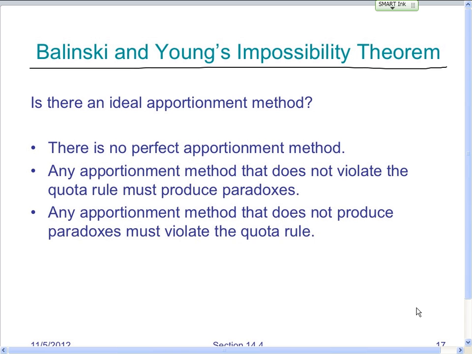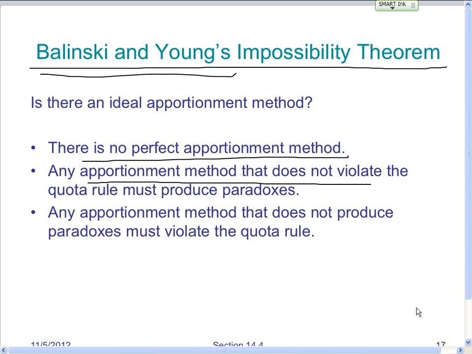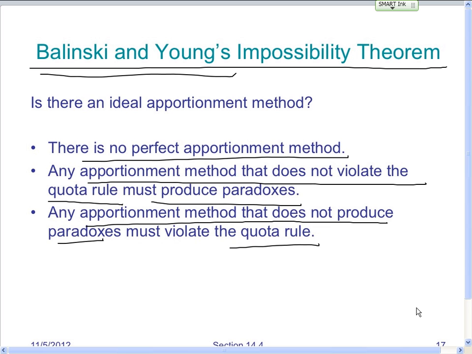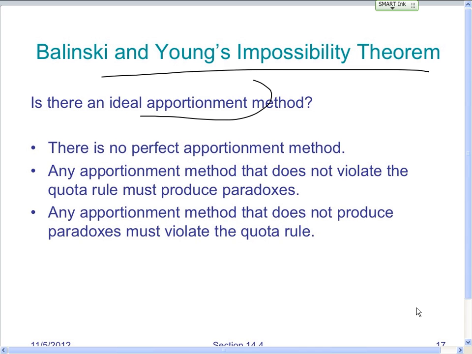Balinski and Young's impossibility theorem. What this says is that there's no perfect apportionment method. It's not possible to apportion perfectly. Any apportionment method that does not violate the quota rule must produce paradoxes, and any apportionment method that does not produce paradoxes must violate the quota rule. So in other words, it's impossible to apportion items in a fair manner, fair to all.